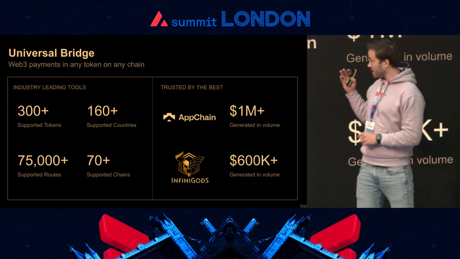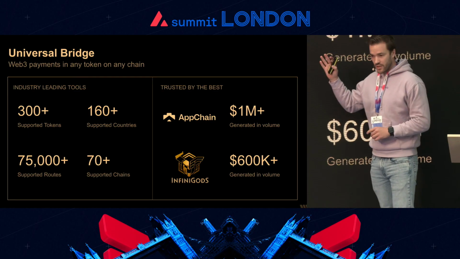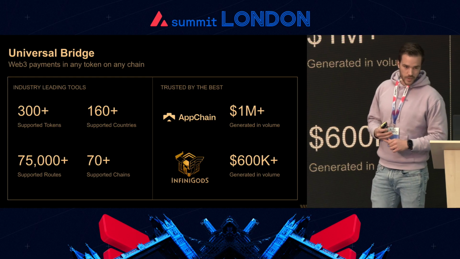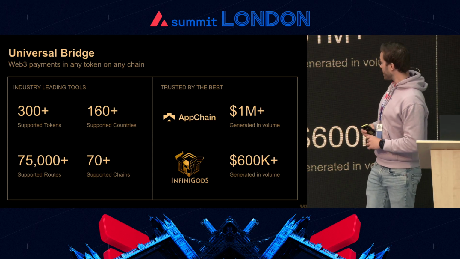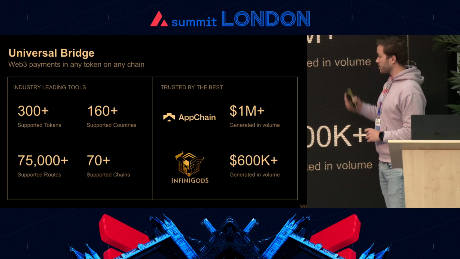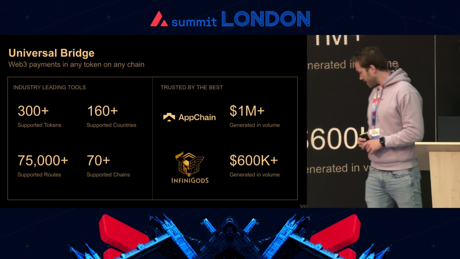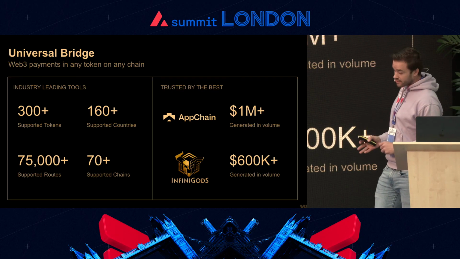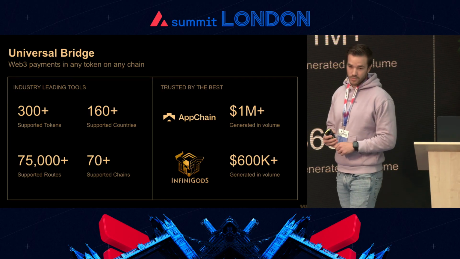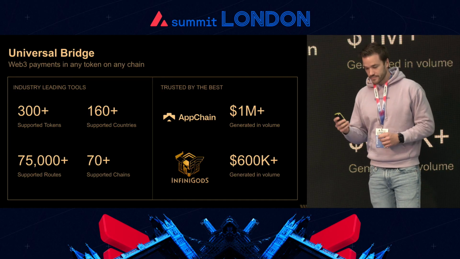Two examples, if you're familiar with them: AppChain with their product ETH Cash. They're live on Base. They have already generated more than $1 million in volume within the last 4 weeks. And Infinigods on the gaming side have generated more than $600,000 in volume on NFT sales.